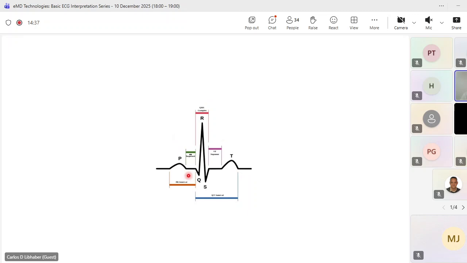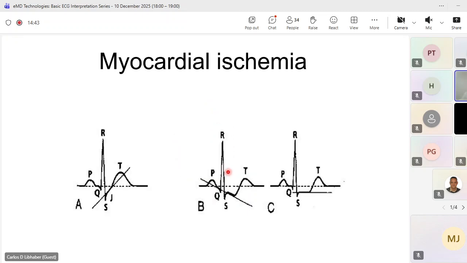Let's see what happens with the QRS and the T wave when there is ischemia. The P is normal, the QRS is normal, but the segment that joins the QRS to the T, the J point, is low. But in the first case, A, it comes back to normal very quickly. There is no ischemia there.